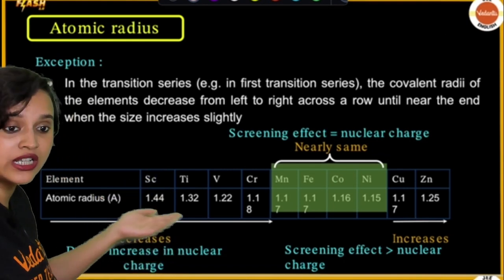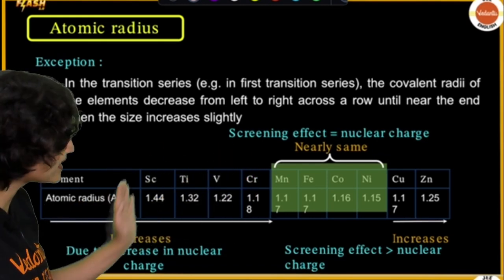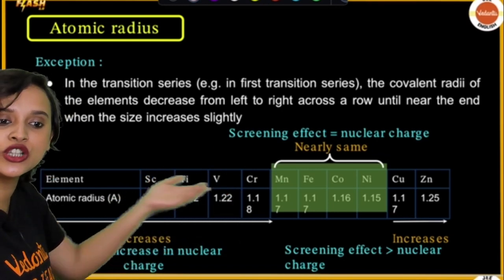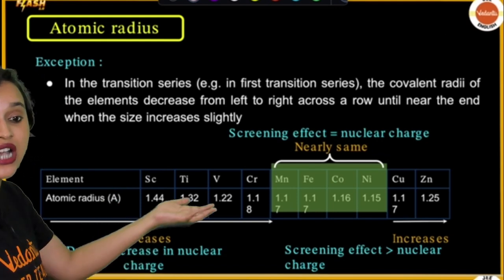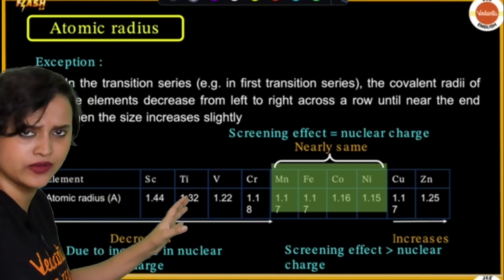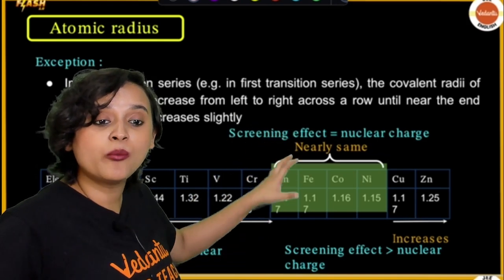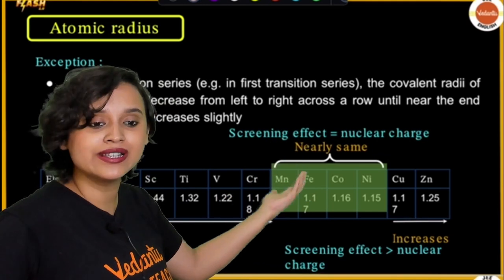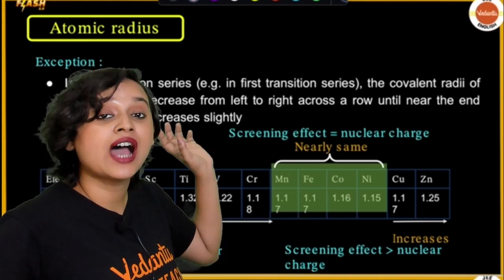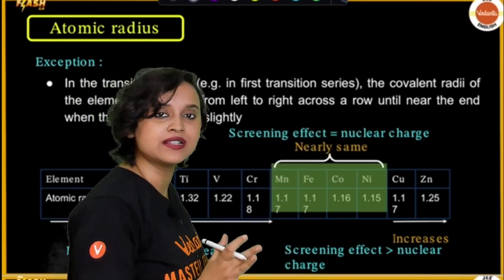Scandium is 21, titanium is 22, vanadium is 23, chromium is 24. So you are increasing the atomic number, that means the number of protons increases. Number of protons increases, so nuclear charge will increase, and if nuclear charge increases, there will be a decrease in the atomic size, and that is exactly what we are seeing. Now here the screening effect and the nuclear charge are compensated well, and here you see a twist that they almost remain the same. For manganese, iron, cobalt and nickel, they are of nearly the same size because the screening effect and the nuclear charge are well compensated by each other.